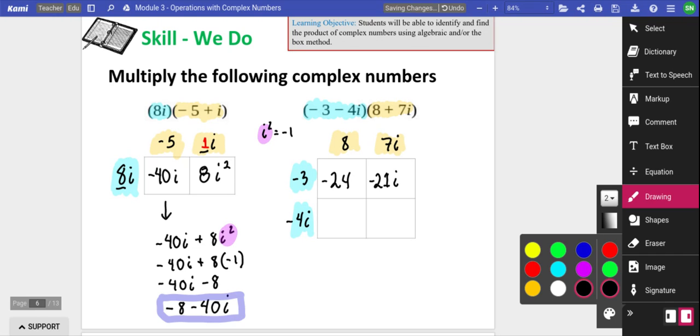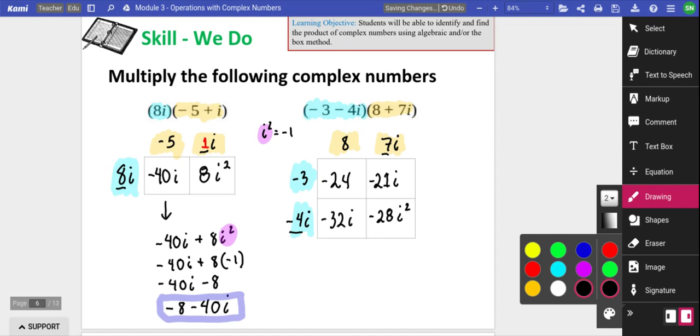Now we have to multiply the -4i. -4 times 8, -32. Bring the i over. And last, -4 times 7 is -28. i times i is i squared.